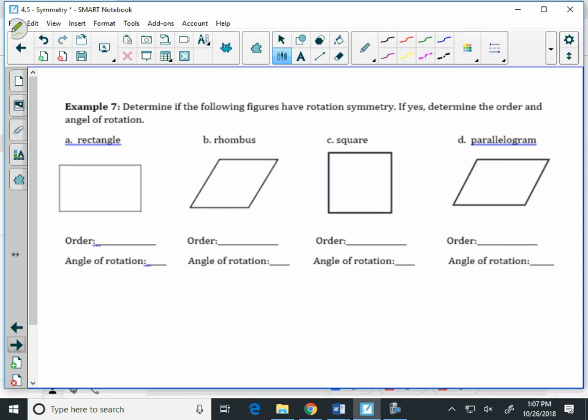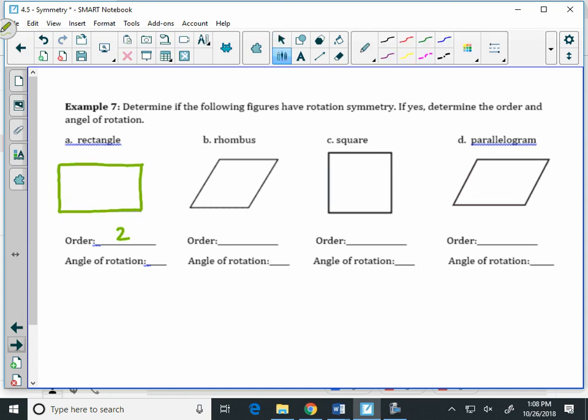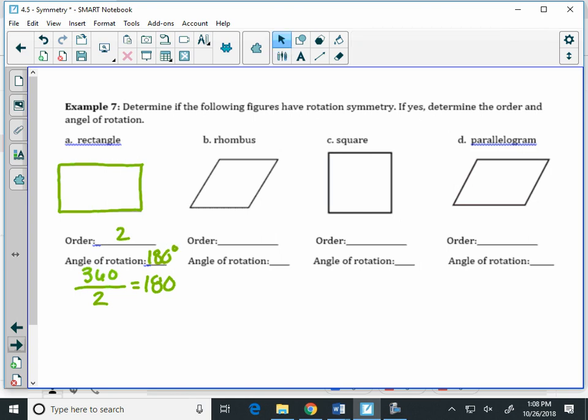Well, we discovered that rectangles, let's trace this rectangle, have an order of 2, meaning we can rotate a rectangle 2 times. There's once, back again twice, back to the beginning. We can rotate it 2 times, and it maps up onto itself. Okay? Remember to find the angle of rotation, you just do 360 divided by the order. So 360 divided by 2, and that gives us 180. So the angle of rotation for any rectangle, doesn't matter how big or how small, is 180 degrees.